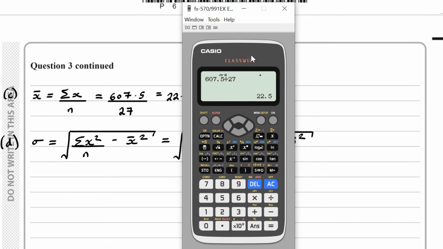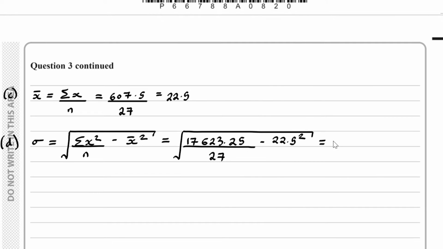So if we work all of this out, we have the square root of 17,623.25 divided by 27 minus 22.5 squared, so we get 12.1 to, we'll say 1 decimal place. So we get 12.1 minutes to 1 decimal place.